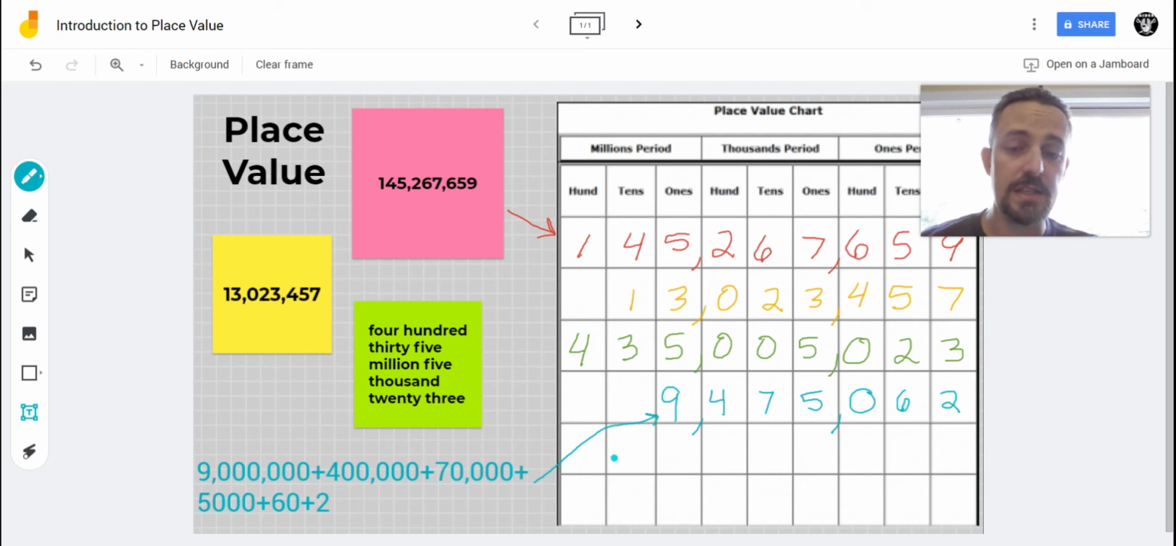Okay, so that's the basics of place value. You can use a chart like this to help you understand the value of different numbers. Okay, so I hope that this helped you. I hope you continue to explore and learn about place value. It's very important as we go forward that you understand that different digits have different values based on where they are in the place value order.